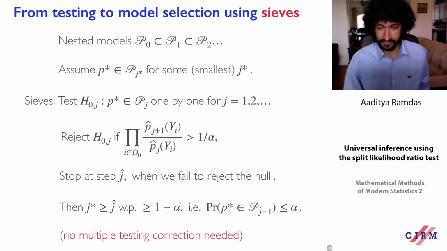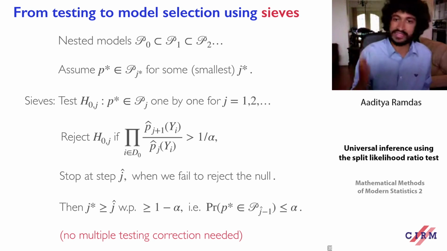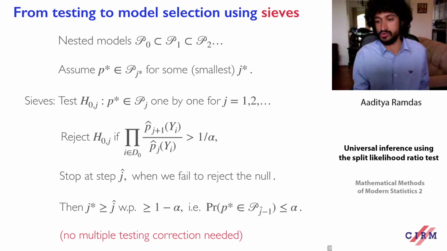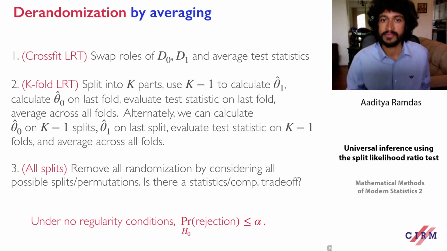All right. So an important point is that we don't need to correct for multiple testing. Even though we're testing a sequence of hypotheses, only one of them is a true null. Before that, when we test, all of those nulls are not true, so we can't make a false positive error. At one step, which is J star, the null is true, and at that step, we will fail to reject the null with high probability because the null is true. And with high probability, we'll stop there. So we don't actually have to correct for multiple testing. So that's nice.